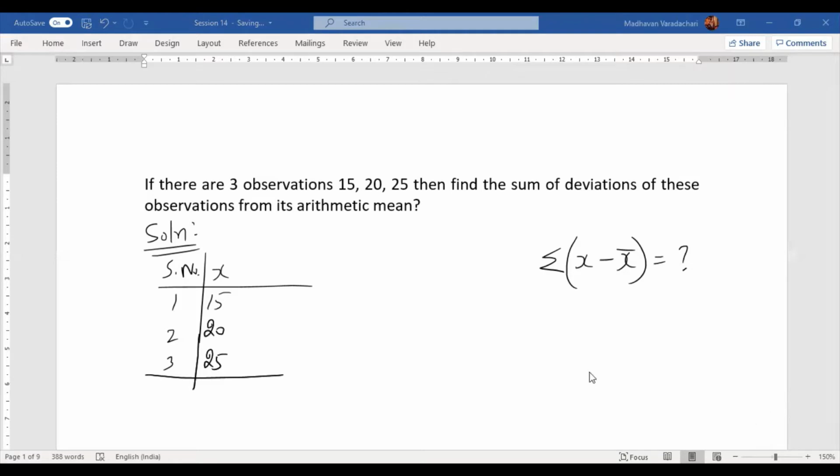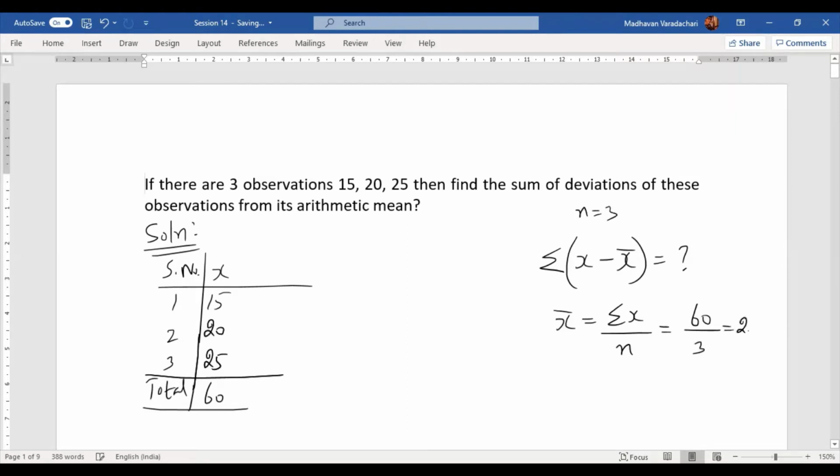So in this, we first need the arithmetic mean. Let me do the totaling of this. If I total this, I get 60. So therefore, our x bar, which is summation x divided by n, which is nothing but the arithmetic mean. So 60 divided by 3, because there are three observations, n is 3. So we get the result as 20.